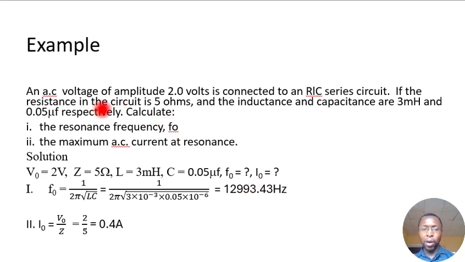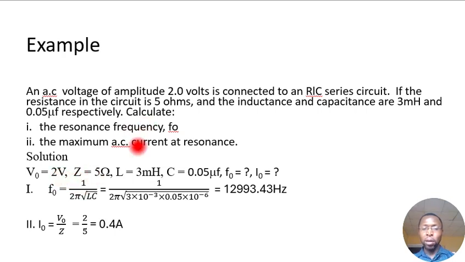An AC voltage of amplitude 2.0 volts is connected to an RLC series circuit. If the resistance in the circuit is 5 ohms, and the inductance and capacitance are 3 millihenry and 0.05 microfarad respectively, calculate the resonance frequency. Two, calculate the maximum AC current at resonance. So in the question, we are given the peak voltage to be 2 volts. Whenever you hear amplitude, this can also be called peak or maximum.